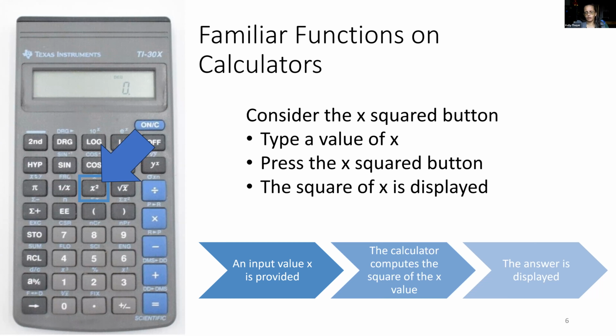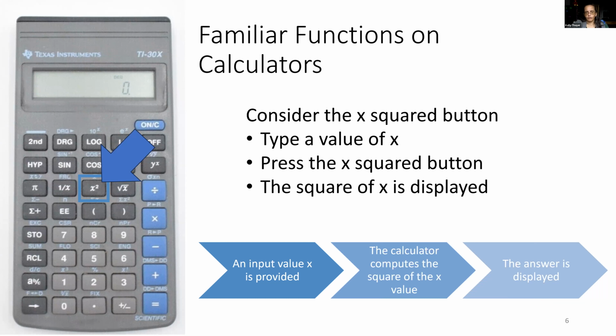So consider that X squared button. How does it work? How is this like a function? Well, basically, it's going to illustrate a lot of the important things that we need to keep in mind as we're thinking about functions. It's going to take an input value of X. So you would type a number, right? You want 2 squared, right? So you input a value of X, then the calculator computes the square of the X value when you press that X squared button, and it displays the answer onto the screen.